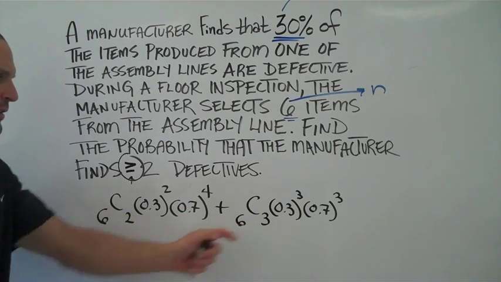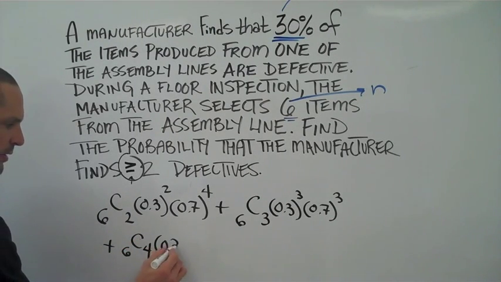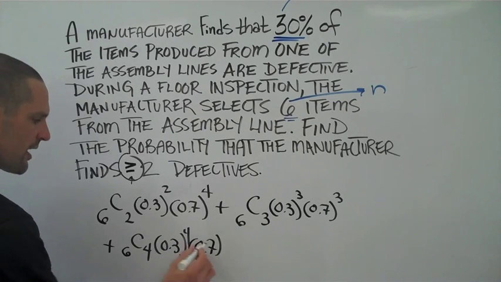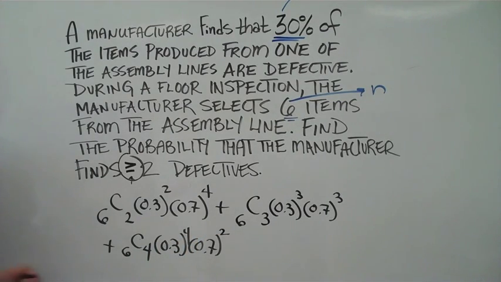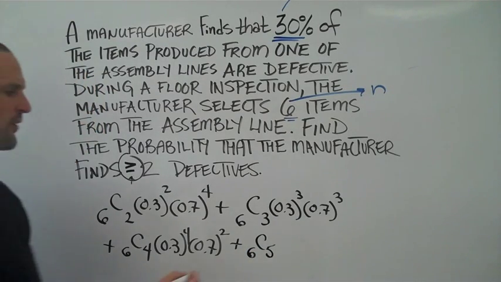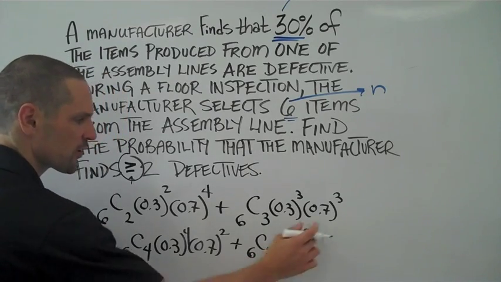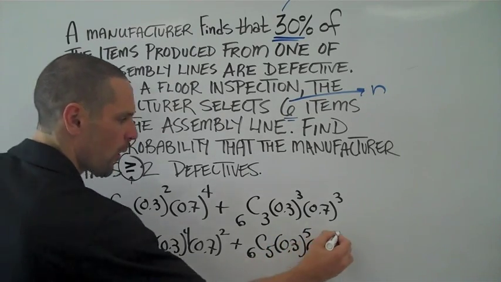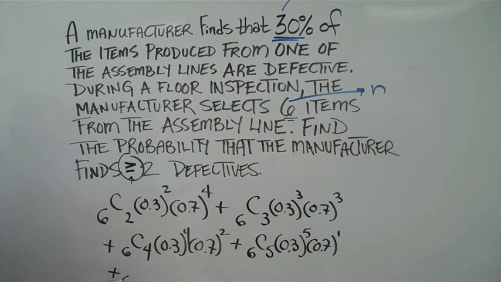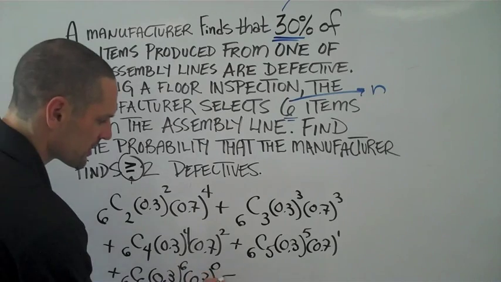Well, that's exactly 3. Let's add this to 6C4 of 0.3 to the 4, 0.7 to the 6 minus 4 is 2. This is the probability of finding exactly 4 defective. Plus the probability of finding exactly 5 defective is 6C5 of 0.3 to the 5, whatever's there goes there, and 0.7 to the 1. And finally, we're going to add all of that to 6C6 of 0.3 to the 6, 0.7 to the 6 minus 6, which is 0.